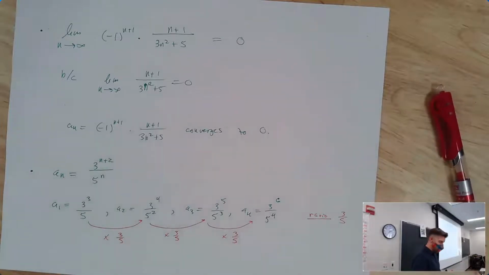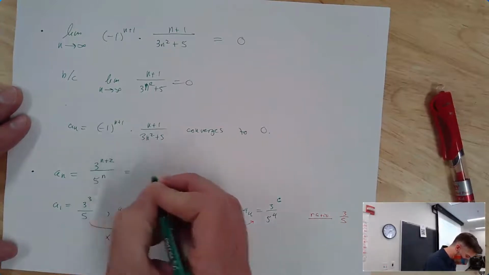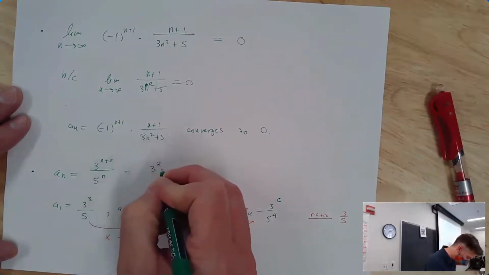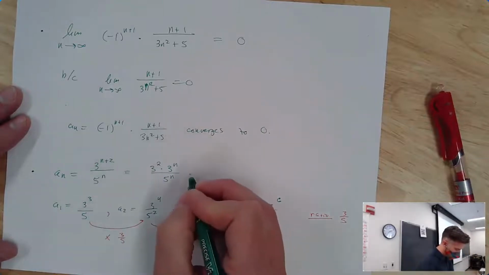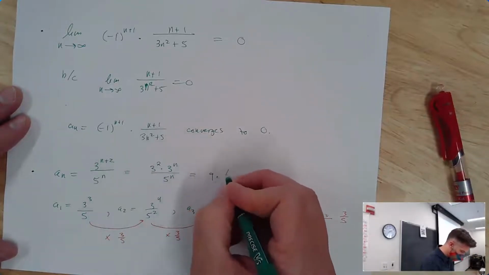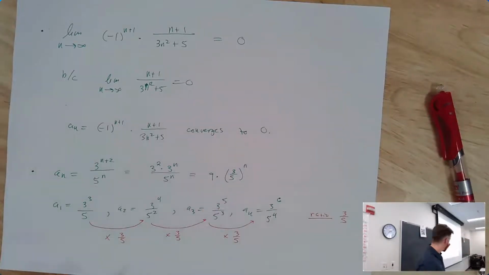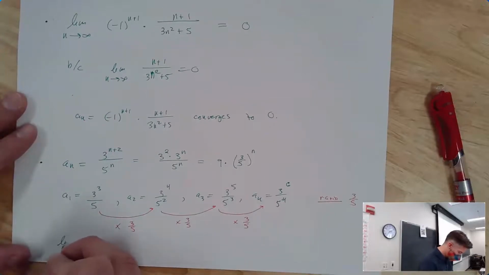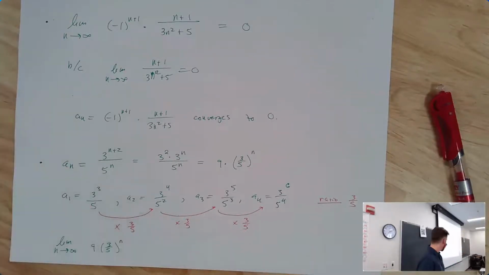Does this thing converge? Well, let's rewrite it a little bit. I'm going to rewrite it as 3 squared times 3 to the n over 5 to the n. And then I'm going to write that as 9 times 3/5 to the n. So now the question is, what's the limit as n goes to infinity of 9 times 3/5 to the n? Well, when we multiply by 3/5 every time, is our whole thing getting larger or smaller?